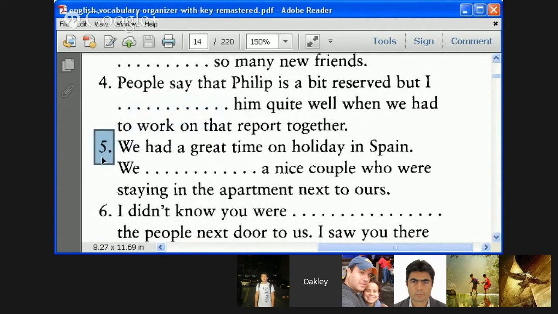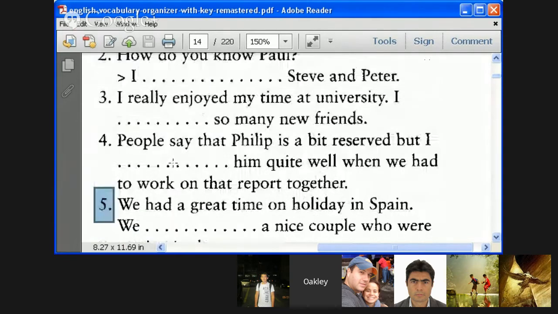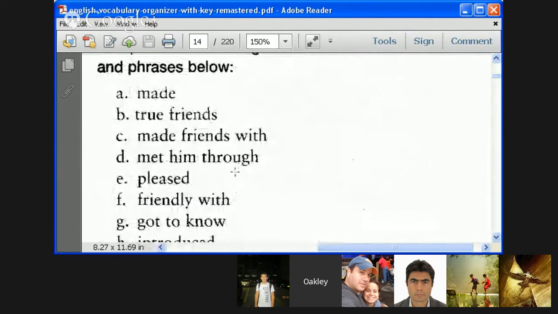Abimelech, how about number 5? We had a great time on holiday in Spain. We, a nice couple who were staying in the apartment next to ours. We met, maybe. Can I see the text? Sure.